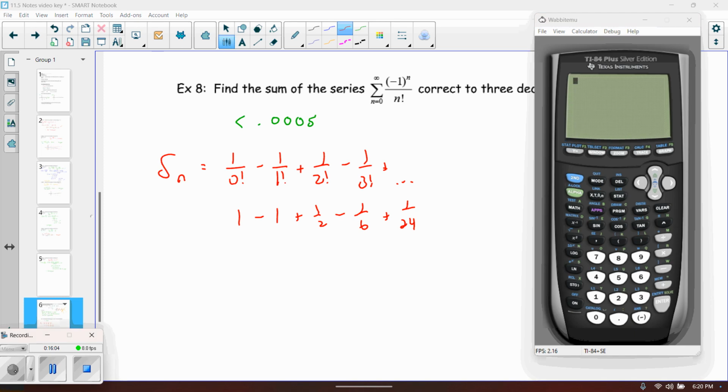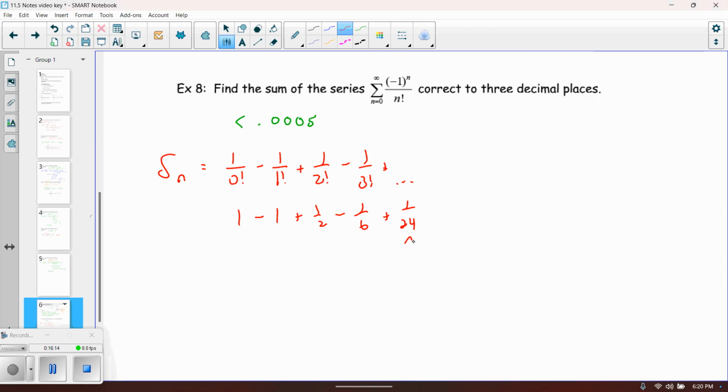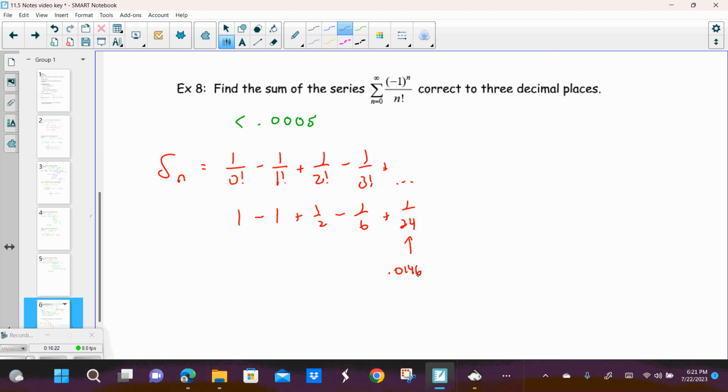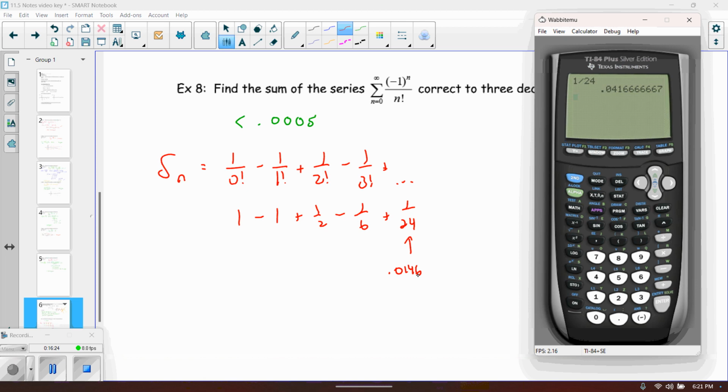All right, so I pulled up the calculator here. If we just type in 1 divided by 24, well, it's 0.0416. I have to bring the calculator back. Okay, so that's not it. Obviously, that value is not less than 0.0005. Let's just pick a term. So that term right there is associated with what? 0, 1, 2, 3, 4. That's the fourth. Maybe try the sixth.